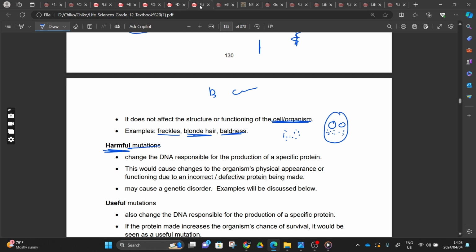So a question can come saying blonde hair is an autosomal trait controlled by a dominant allele or a recessive allele, and they tell you that a mutation took place there. Was that a harmful or a harmless mutation? You will see what they are talking about. Are they talking about freckles, blonde hair, baldness, or maybe earlobes? If they're talking about these types of mutations, which do not affect the structure or function of an organism, that will be a harmless mutation.